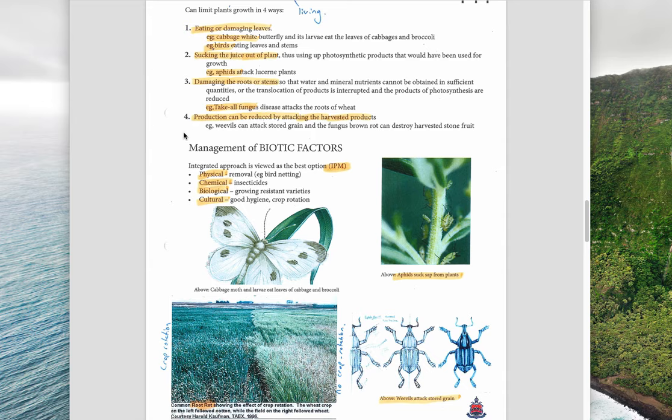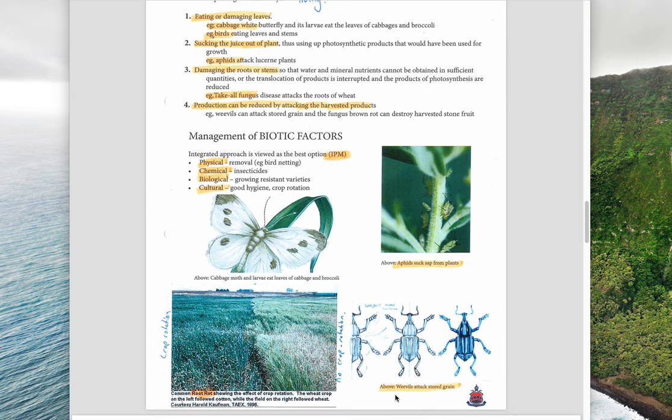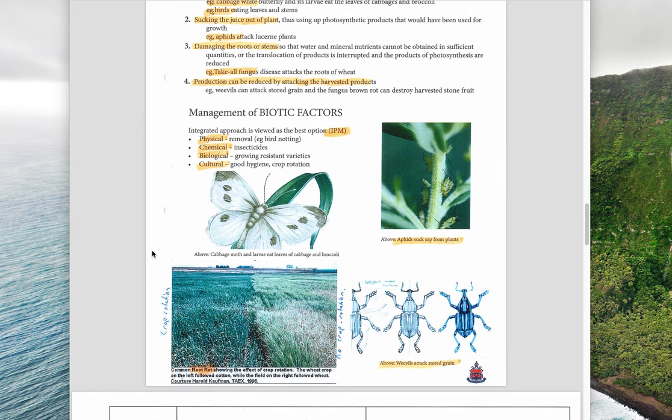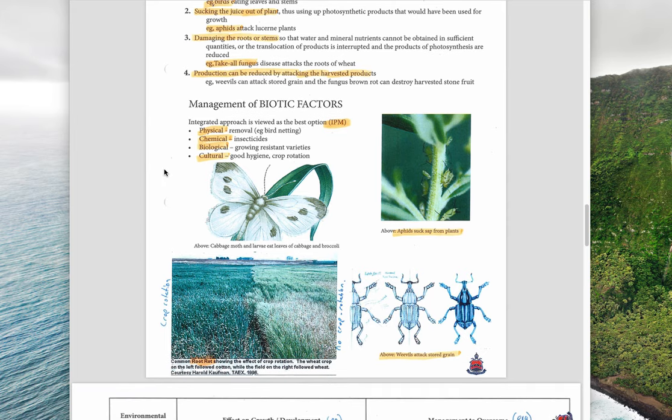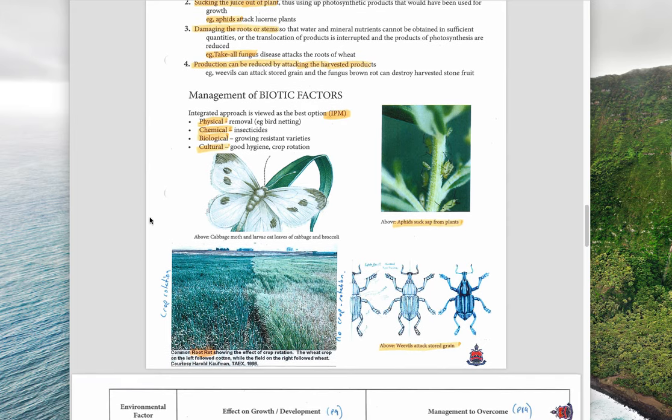And lastly, production can be reduced by attacking the harvested product. An example here is weevils, which eat grain when it is stored. The way that we can manage this, the P14 part of this, the way we can manage biotic factors, the easiest way of course is IPM, or integrated pest management, using physical, chemical, biological, and cultural examples, and you should be well aware of that.